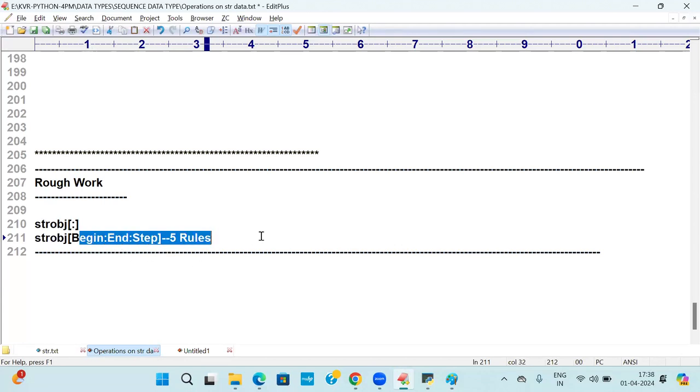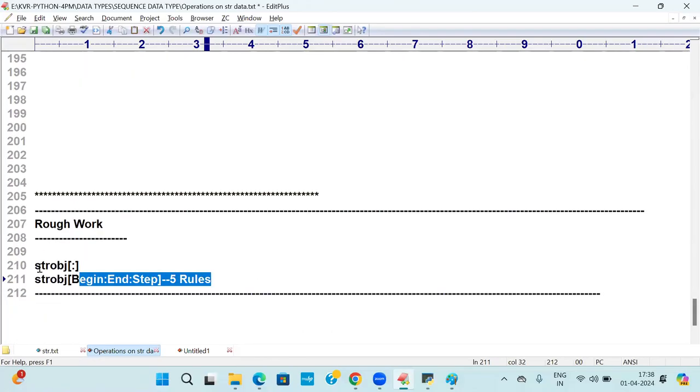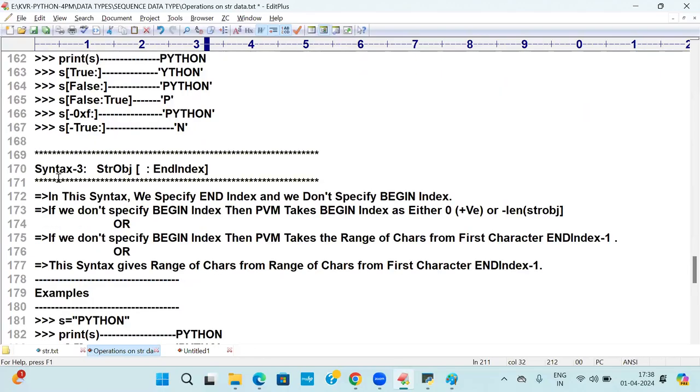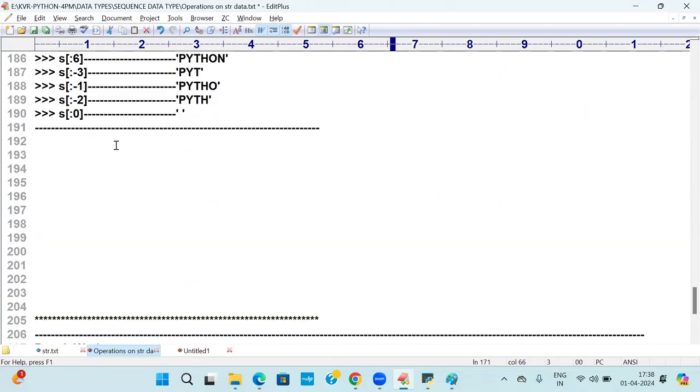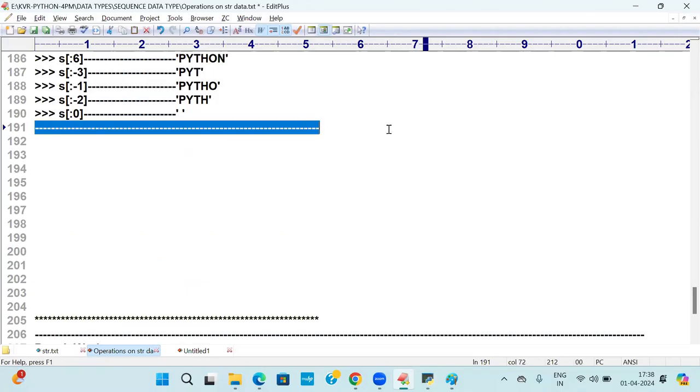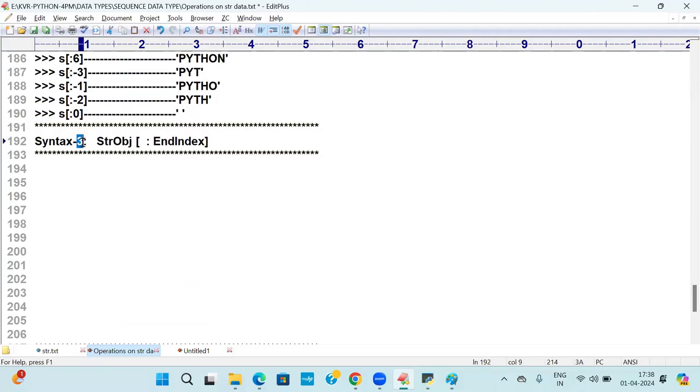So far we are seeing the data in which direction? Forward direction. Now you'll see where? Reverse direction. Reversing the string. Forwarding the string with two letters, three letters forward, two letters backward, one letter backward. Like that I will tell you. That is my tomorrow's class. This syntax is next class. I'll go for syntax number 4. Syntax number 4 I will discuss.